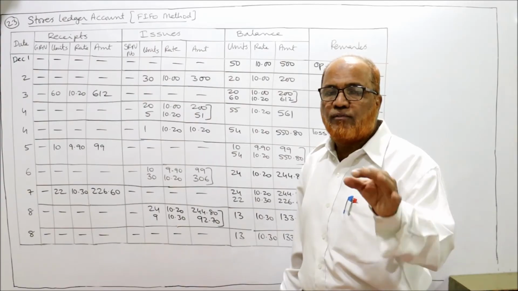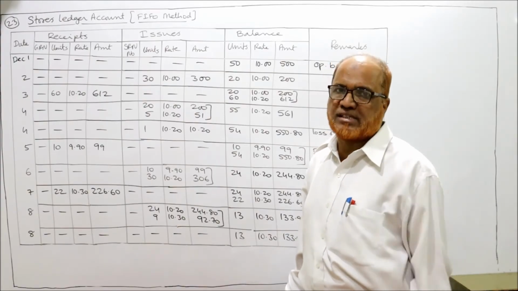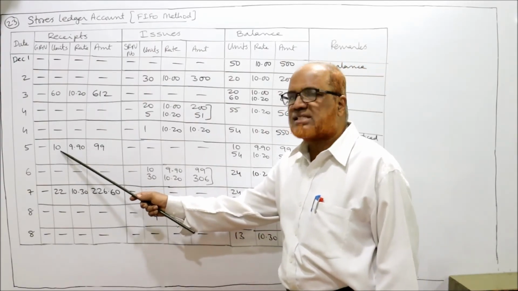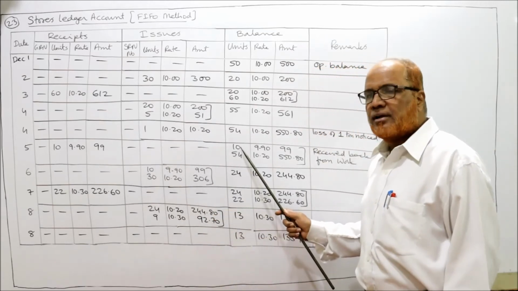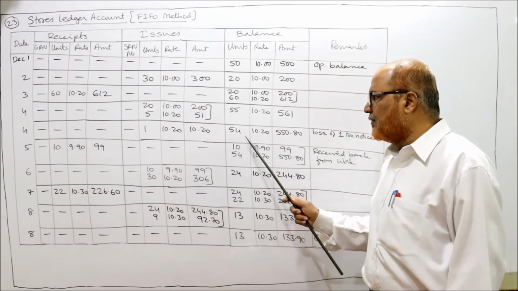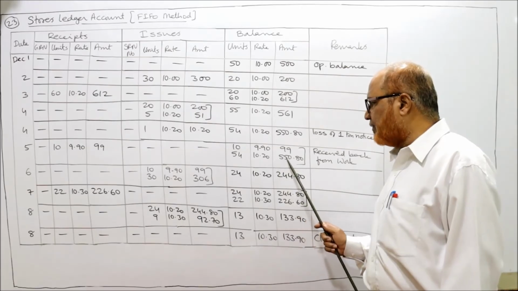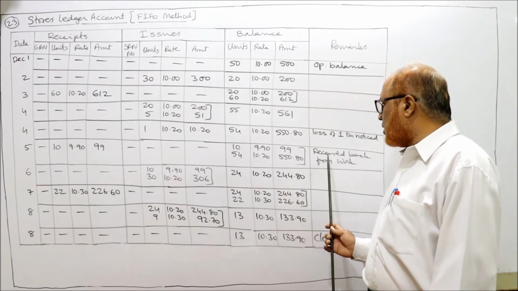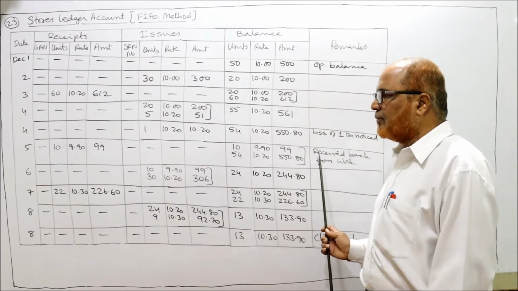Now according to principle, the material which is returned back into stores should be issued first next time. Next time when we issue, we should issue this returned material first. That's why I am keeping these 10 tons on top. 10, 9.9, 99, 54, 10.20, 550.8. In the remarks column, we'll write received back from work.